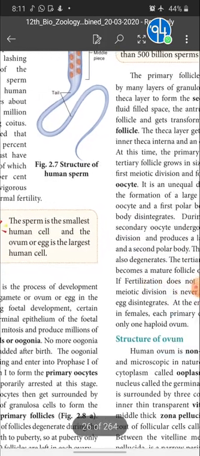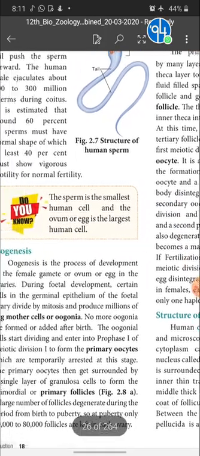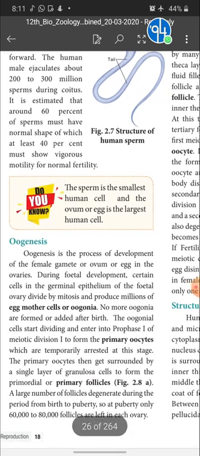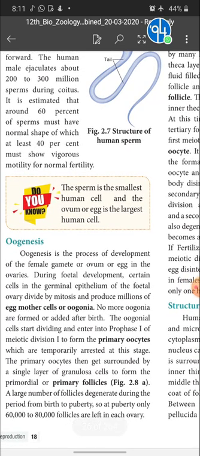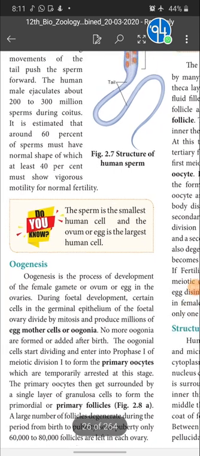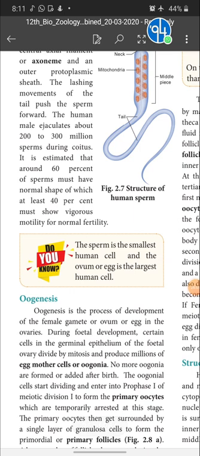Next, see children, I planned to complete oogenesis today itself, but I couldn't; already 26 minutes. Okay, I'll stop with this, children. Homework: the structure of sperm and spermatogenesis, both. What I taught today, both you will have as homework, children. Complete it then and there.